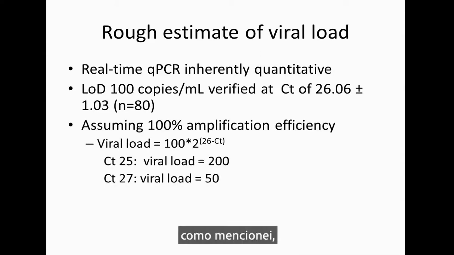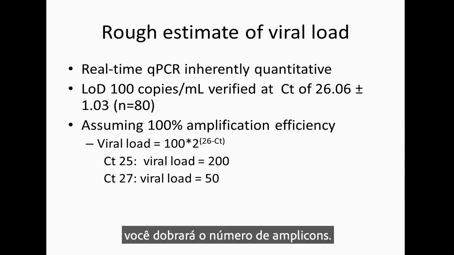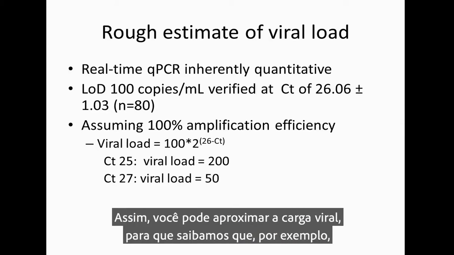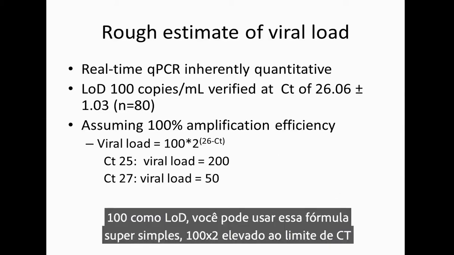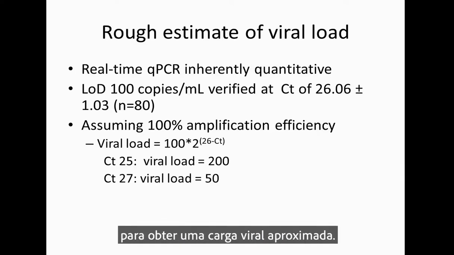As I mentioned, with PCR amplification, if it's 100% efficient, each cycle you're going to double the number of amplicons. So you go from 2, 4, 8, 16, 32, 64, etc. So you can approximate the viral load. We know, for example, that 100 is our LOD. So you can use a simple formula: 100 times 2 raised to the power of the CT at the limit of detection minus the CT for any given assay, to come up with an approximate viral load.